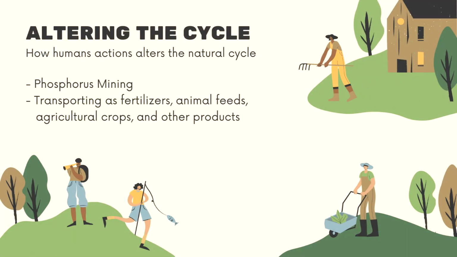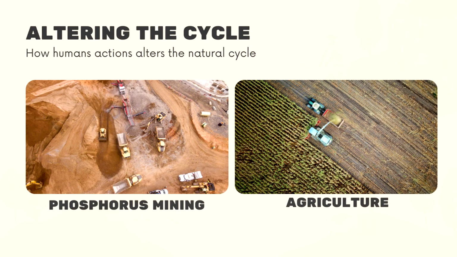Altering the cycle creates an environmental impact. These alterations are mostly caused by humans. Actions such as phosphorus mining, transporting it in fertilizers, animal feeds, agricultural crops, and other products. By releasing mined phosphates into the ecosystems, particularly in the form of fertilizers, phosphate rock mining affects the phosphorus cycle. Moreover, overuse of phosphorus is common among farmers. As a result, lakes, reservoirs, streams, and ponds have phosphorus difficulties posed by runoff from agricultural areas.